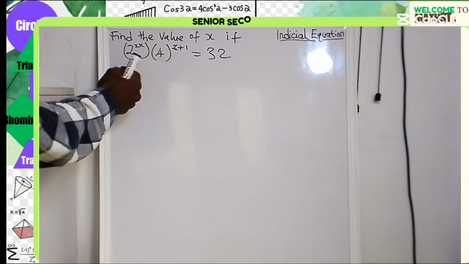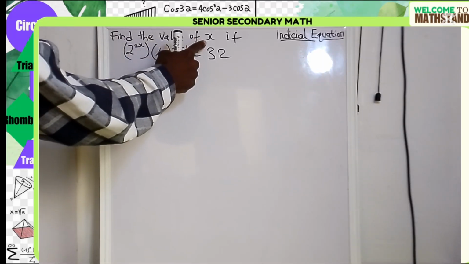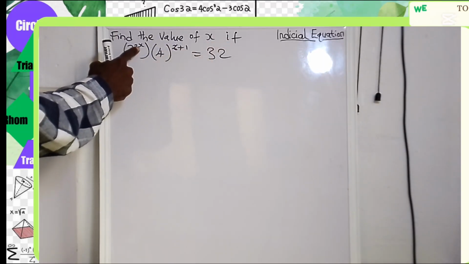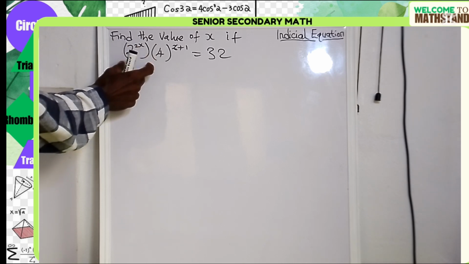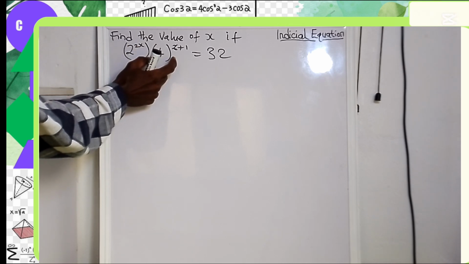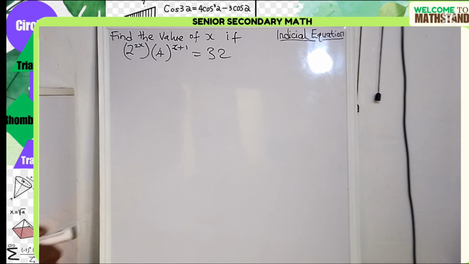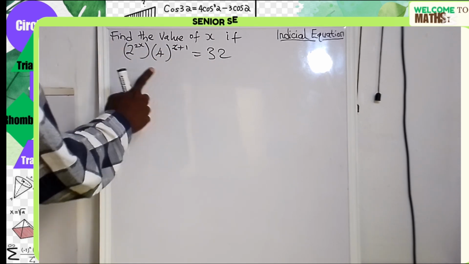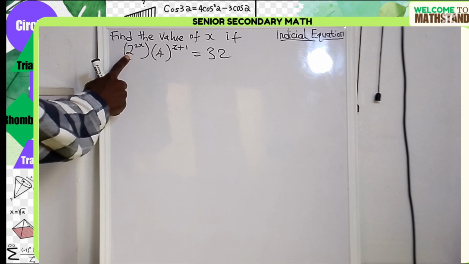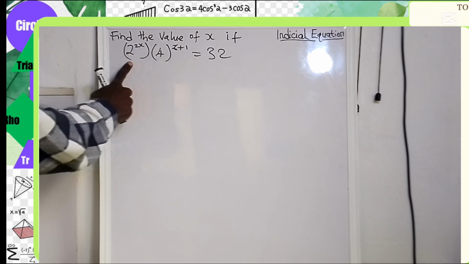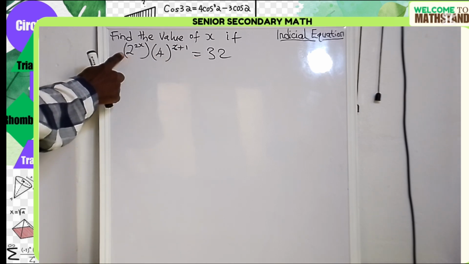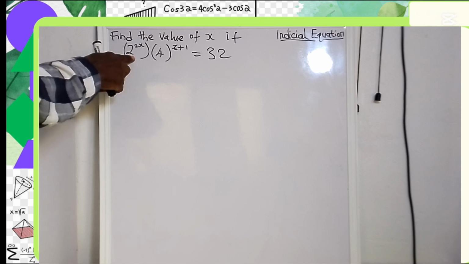You are given this equation. Find the value of x if (2 raised to the power of 2x) times (4 raised to the power of x plus 1) equals 32. So the basic base of this very equation is 2. So this is the list of the base.